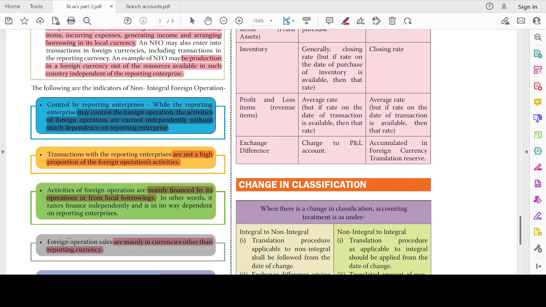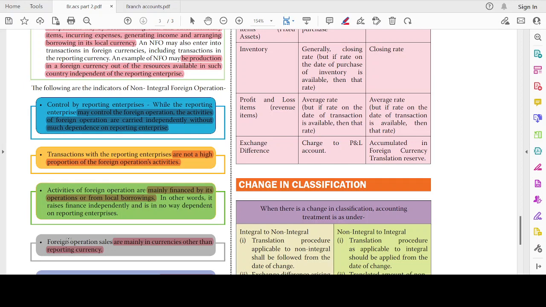Control by enterprise. Let's make it a practice to memorize these things, because it's not like it should come fast, right? That's why we memorize. Now that we understood the concept, we memorize these things so that it will be easy for us to write in the exams.